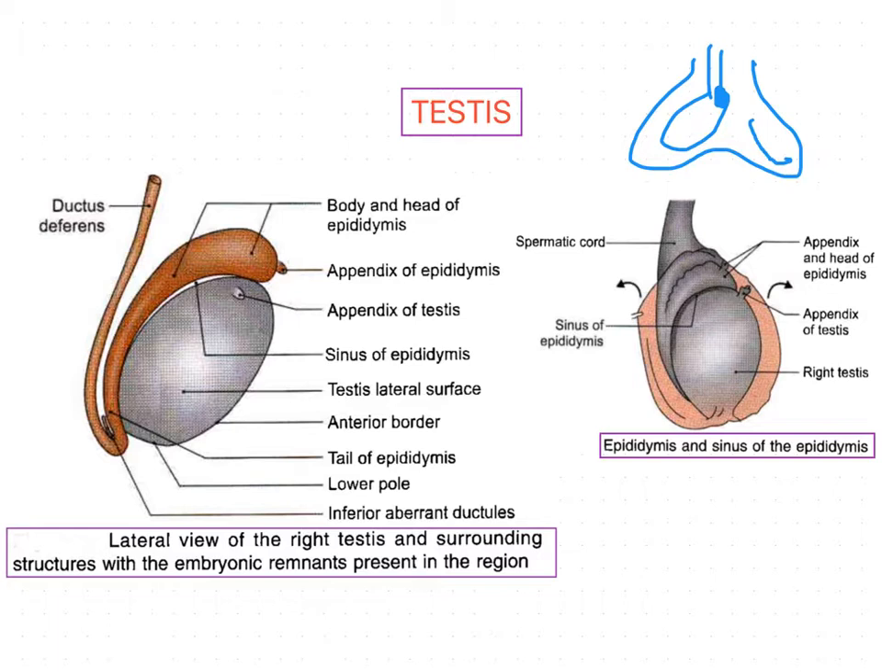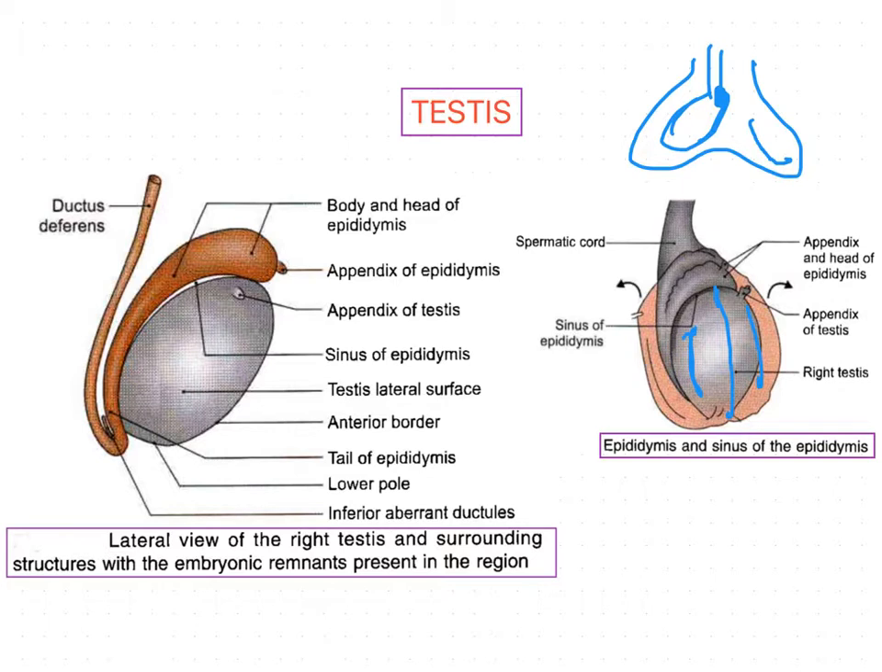Now coming to the medial and lateral surfaces. If you look at the medial surface and the lateral surface, they are convex and smooth. This becomes the medial surface and this is the lateral surface, and here you can find the anterior border, which is convex. So the medial and lateral surfaces are convex and smooth.